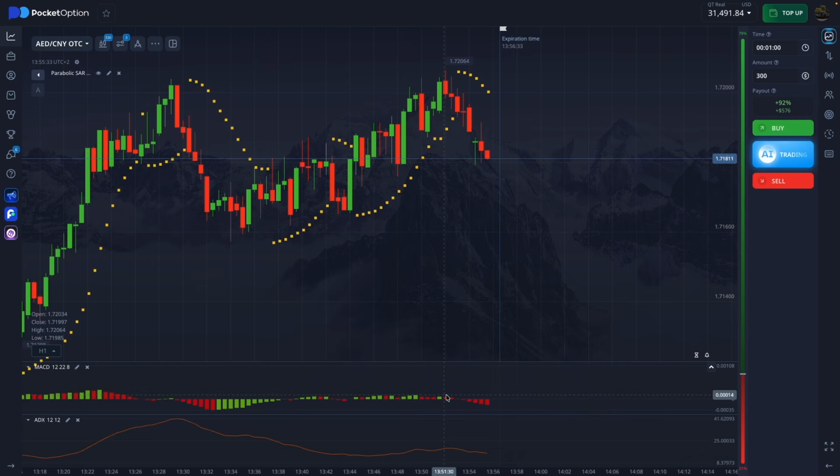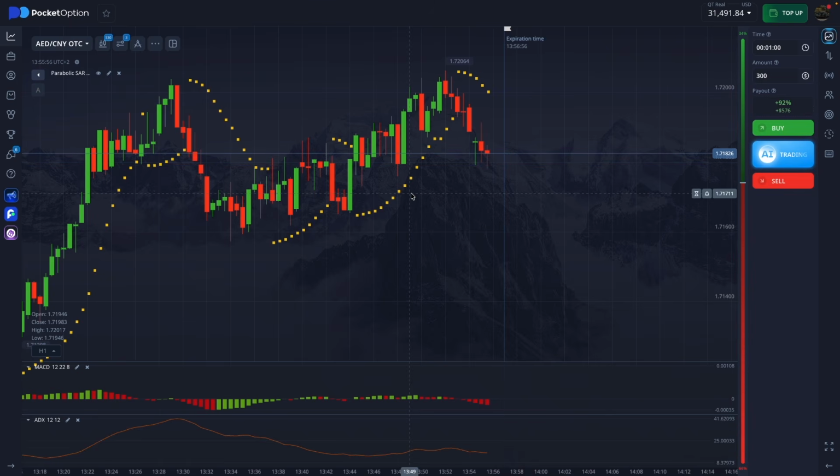For example, if I want to open a down trade, I need the dots to appear above the chart right now. This means that the SAR indicator confirms a short-term downward movement. If I plan to enter an up trade, I need the dots of the SAR indicator to appear below the chart. In this case, it confirms that there is currently a short-term upward movement. I can enter an up trade on this movement.